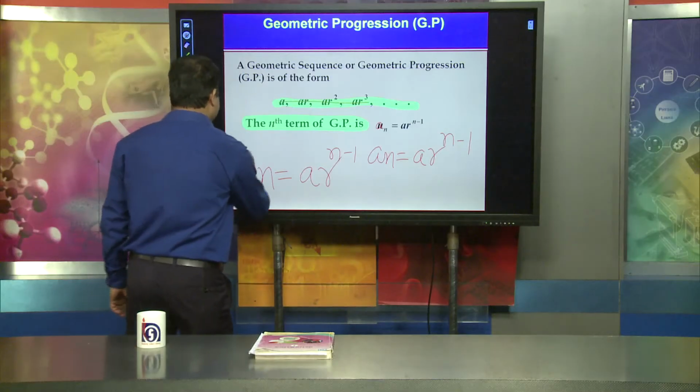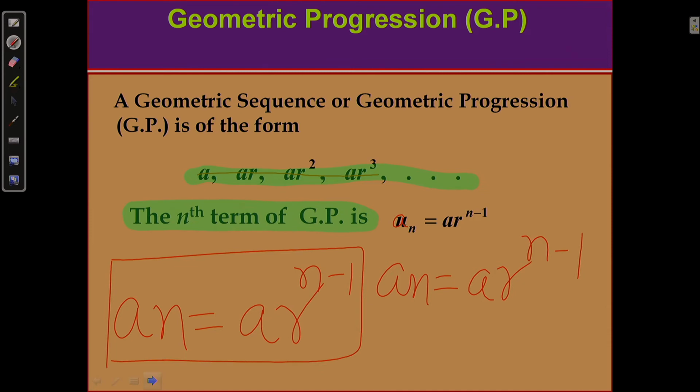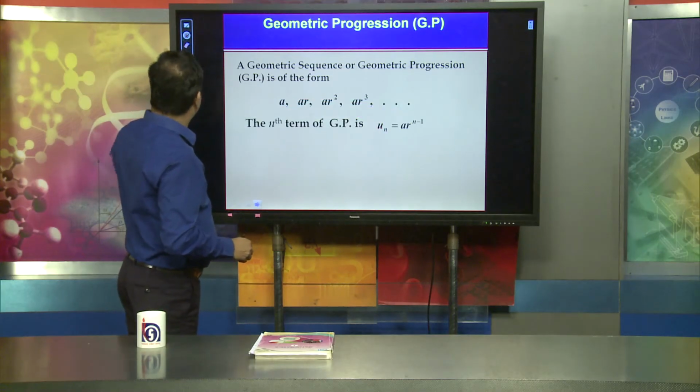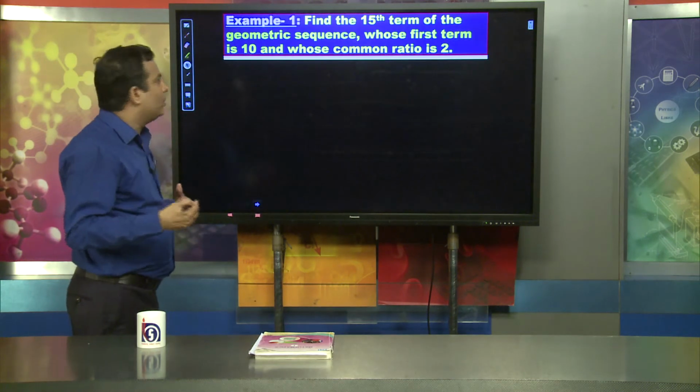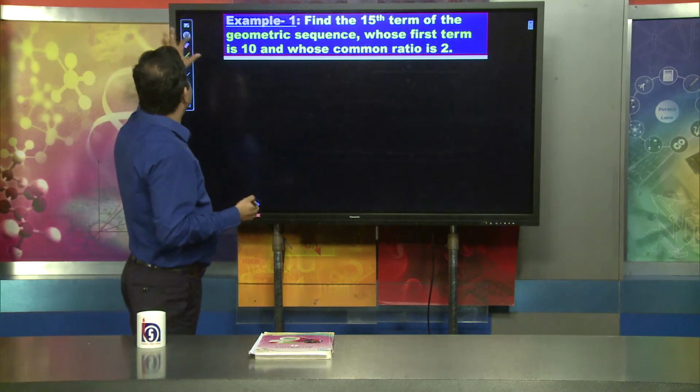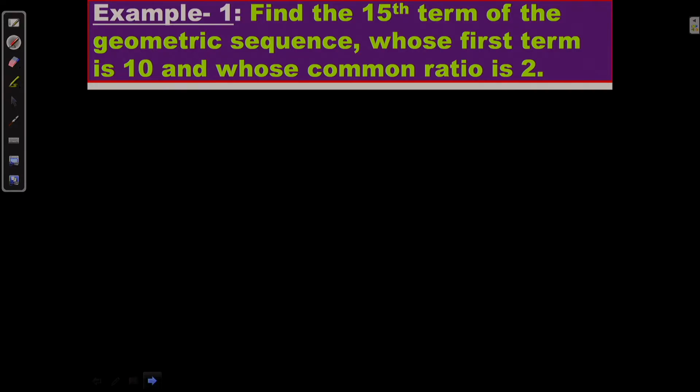This is the formula to find the nth term of a geometric progression. Let us understand it by taking an example. Find the 15th term of the geometric sequence whose first term is 10.